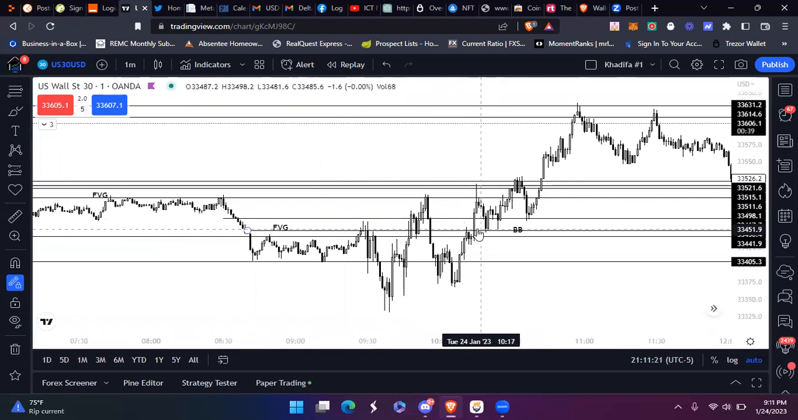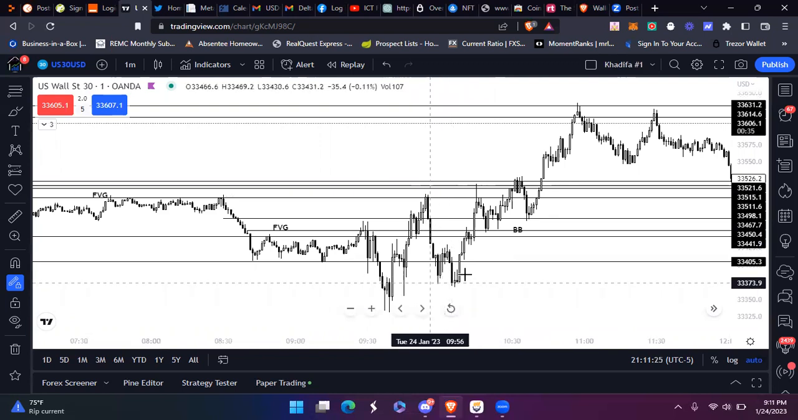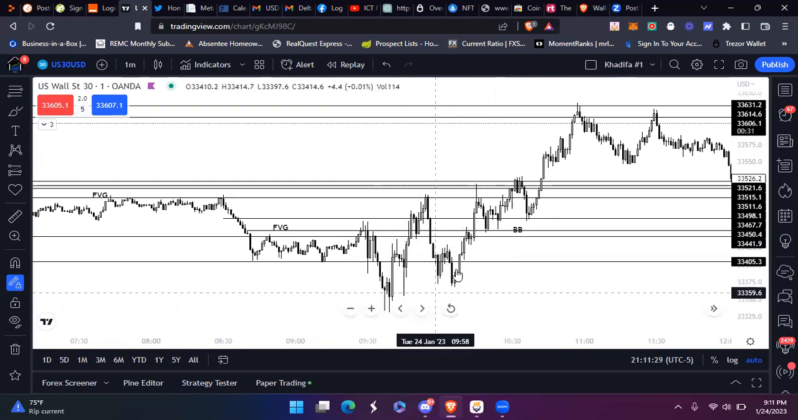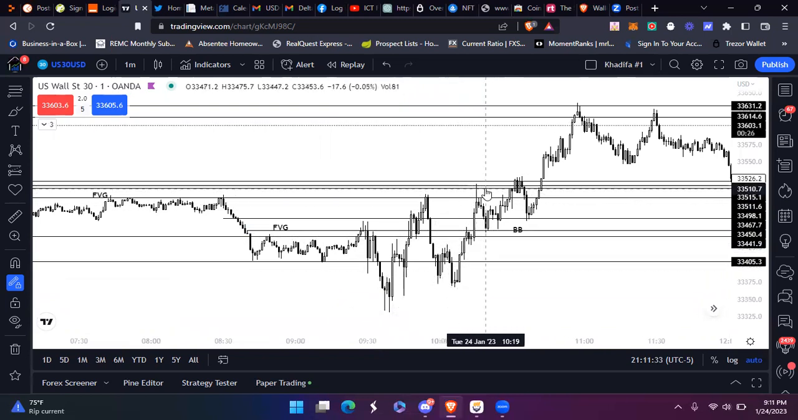And then we came back down. Came back down and respected the previous low. We pushed up to come back down and retest that breaker block to reach up and take out previous day's buy side liquidity.